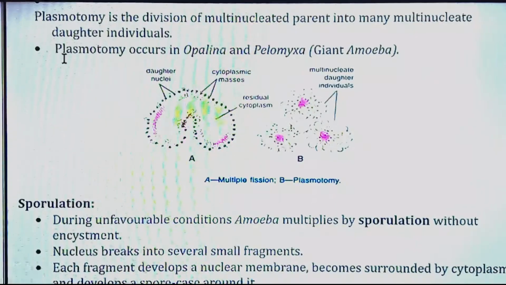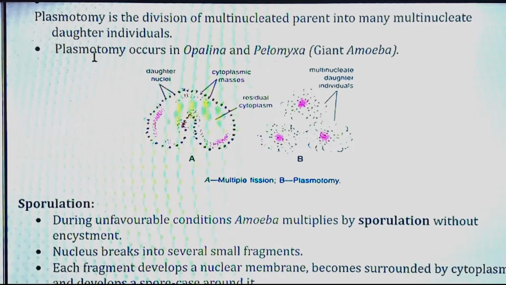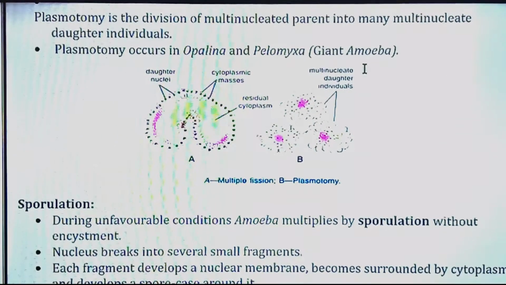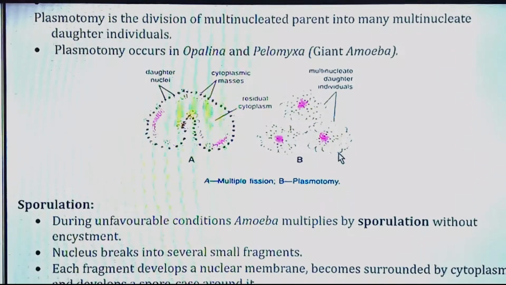So next is plasmotomy. Plasmotomy is the division of the multinucleated parent into many multinucleated daughter individuals. The plasmotomy occurs in Opalina and Pelomyxa, that is giant amoeba. So this is the diagram of plasmotomy. Each individual will have many nuclei inside.